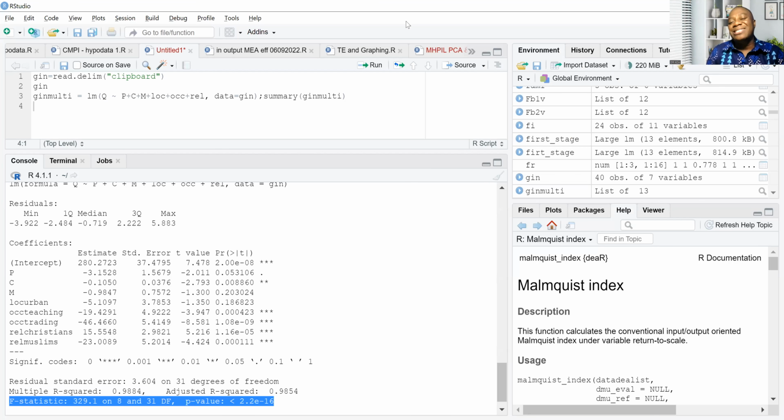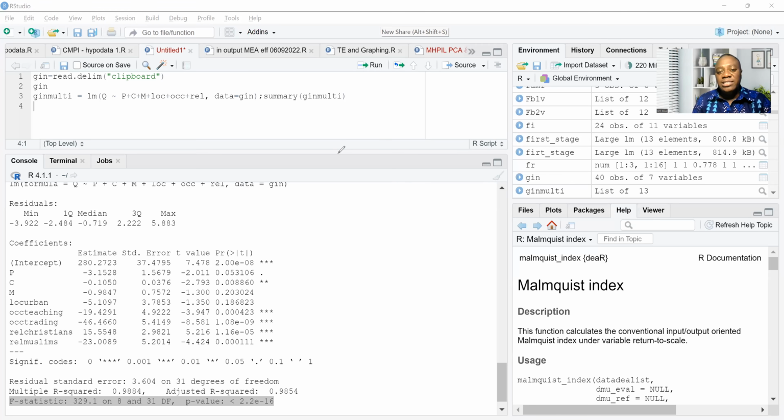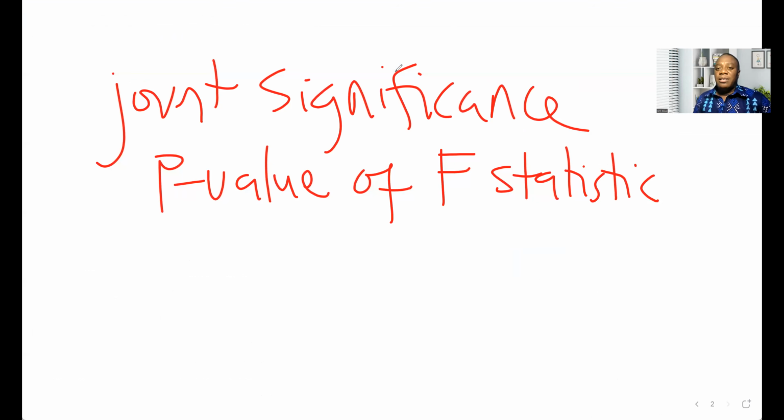2.2 E minus 16. What does that mean? Let's find out what that value means in the first place. 2.2 E minus 16. What is that? That sounds like Hebrew. Well, no, that number is something. Let me give you 2.2 E minus 16. Let me write a different one.